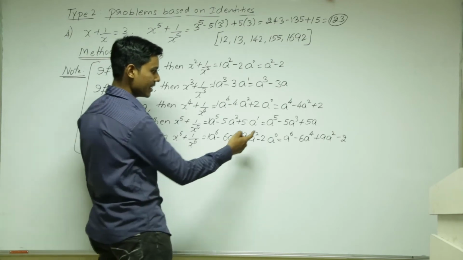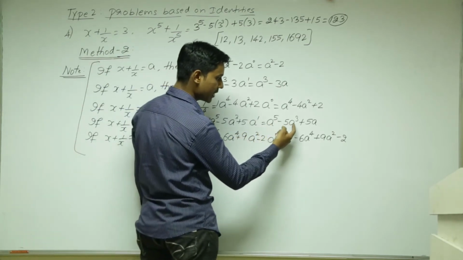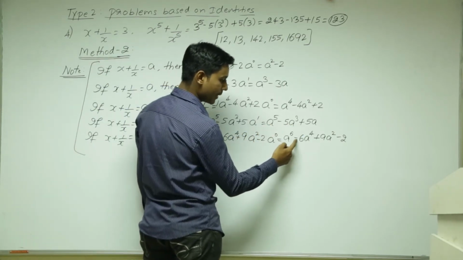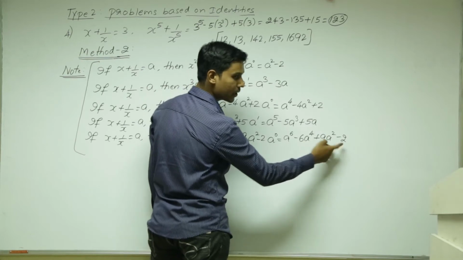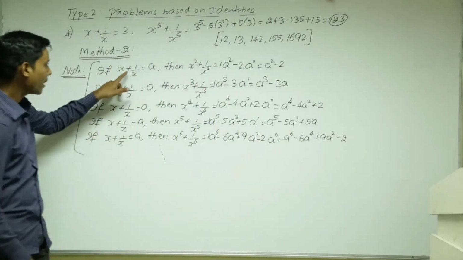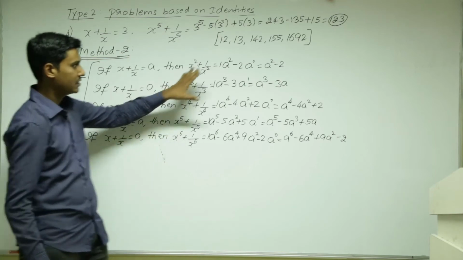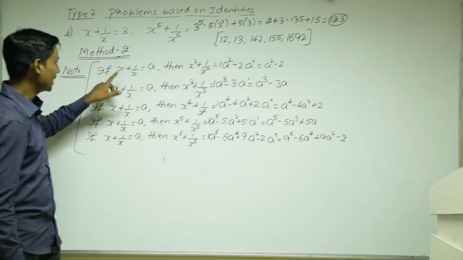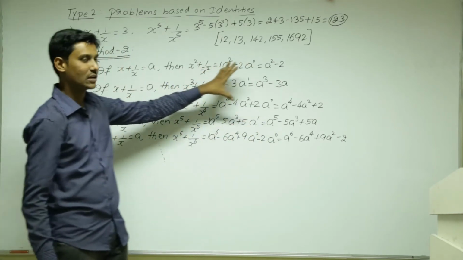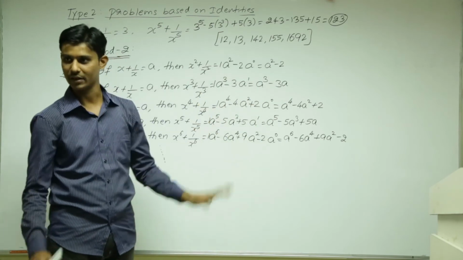That means here it will be a power 5 plus 5a cube plus 5a. A power 6 plus 6a power 4 plus 9a square plus 2. That means if it is minus in this case, then here everything will be plus. If it is plus here, then it will be alternating plus and minus. Clear with the approach?